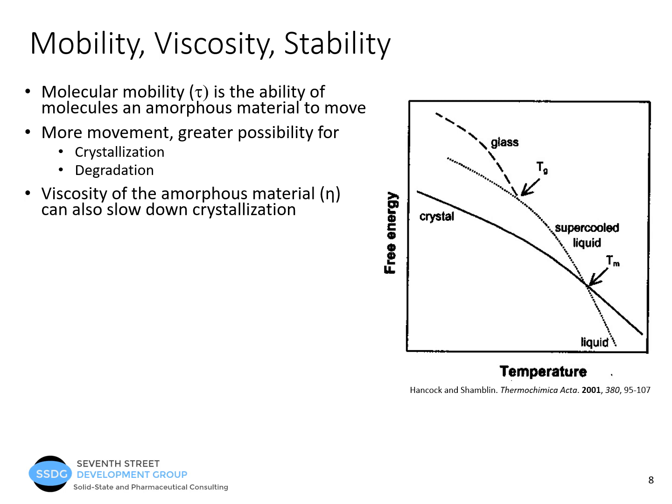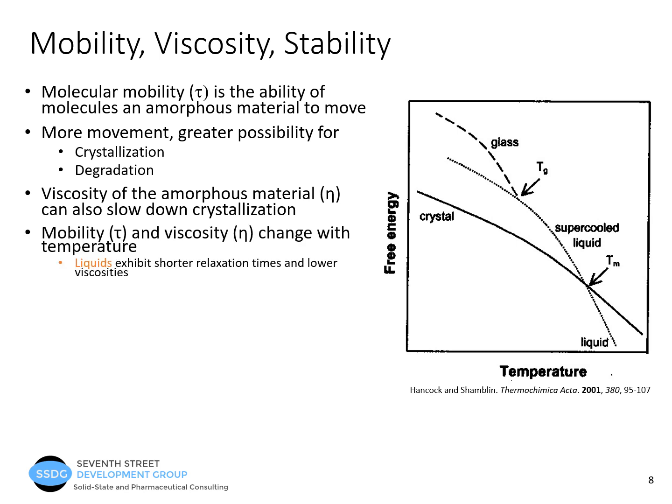Viscosity of the amorphous material can also slow down crystallization. If you think about a very viscous solid, it's going to be harder for the molecules to move and crystallize, and that's at lower temperature. At higher temperatures, you're going to have a less viscous liquid, and it's going to be a whole lot easier for the molecules to move around and crystallize. So these two parameters obviously change with temperature.